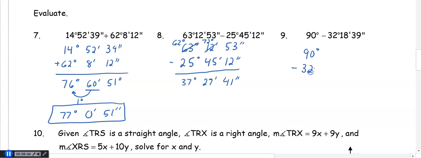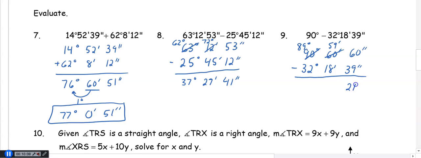In number 9, we have 90 degrees minus 32 degrees, 18 minutes, and 39 seconds. So right now, I don't have anything on the top in my seconds column, so I'm going to have to borrow. I'm going to have to change 1 degree into 60 minutes, and then change that to 59 minutes so I can get 60 seconds. So now that I have something in every column, I can subtract.